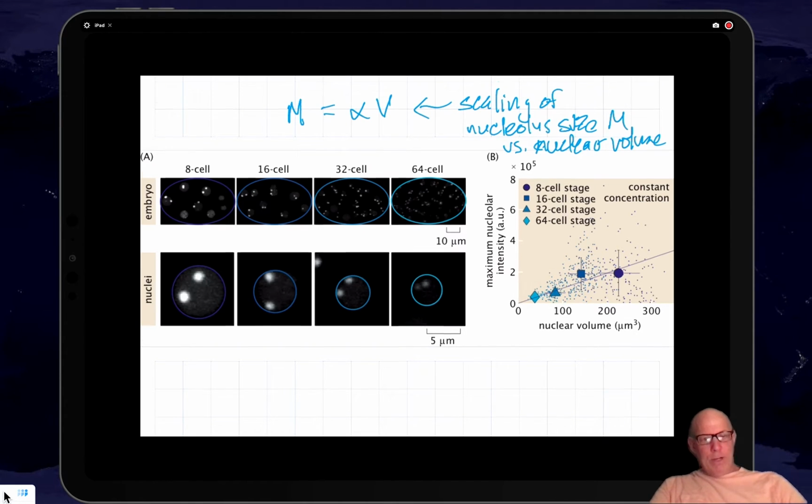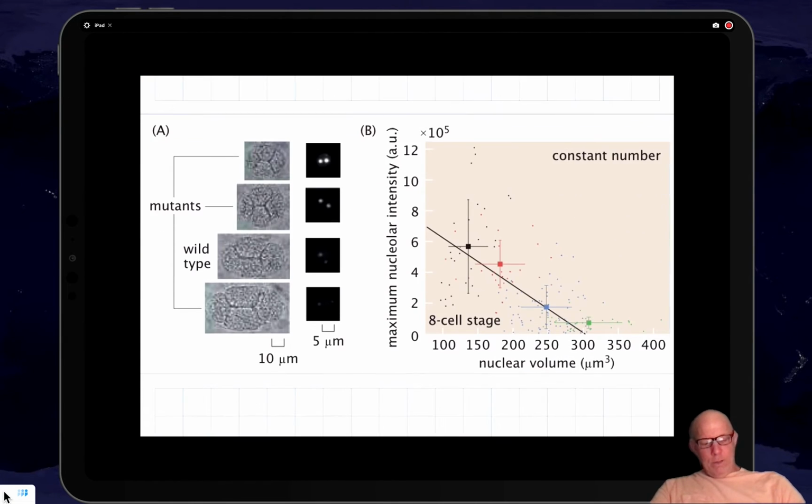So that's observation number one. There's a second set of observations which are extremely cool and result in a different scaling. So in this case, using RNAi, they were able to do a knockdown that controlled the size of the embryos and thereby the size of the cells. And they assert that the total number of nucleolar proteins per cell is the same in all these different scenarios at the 8-cell stage. So now what they're showing us is a different scaling.